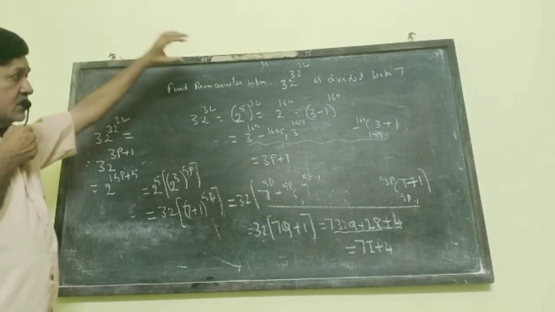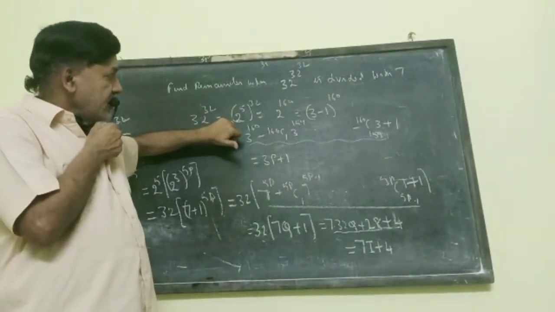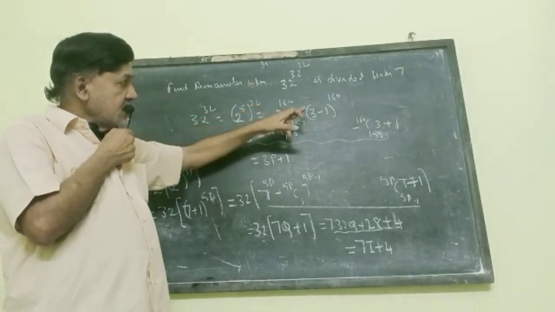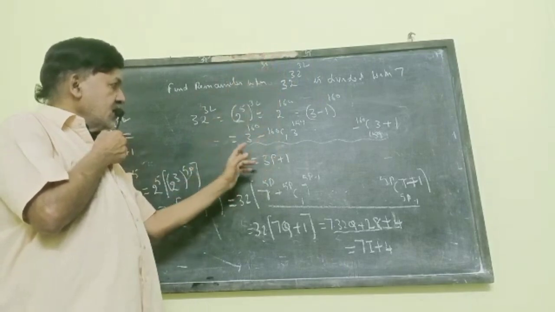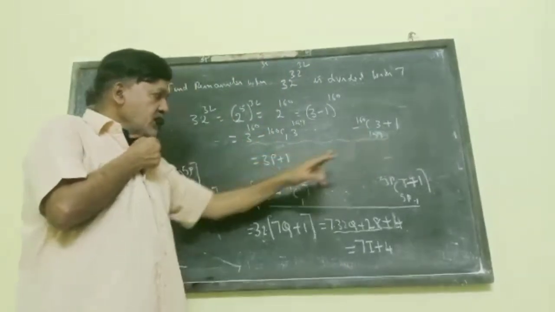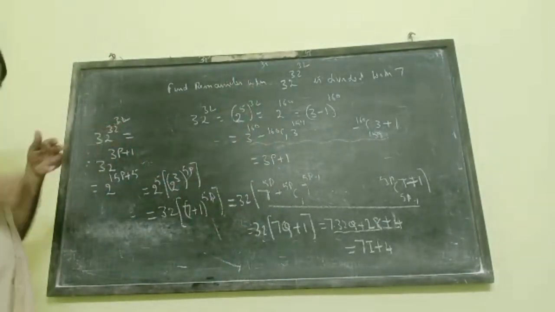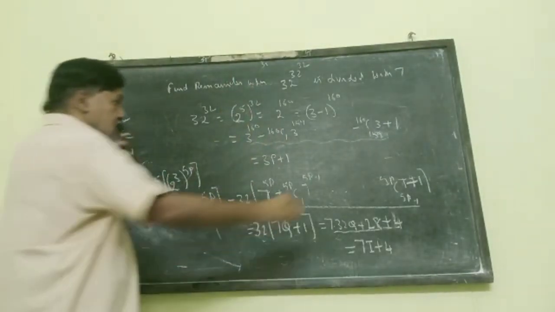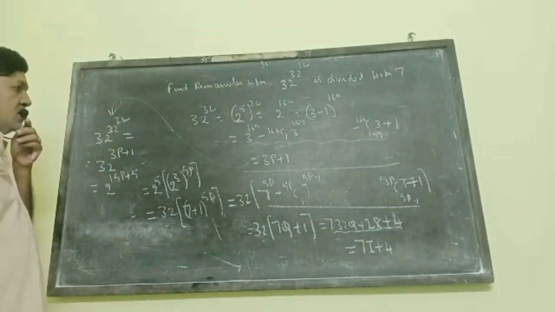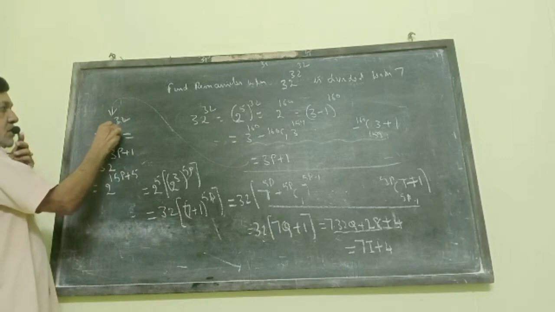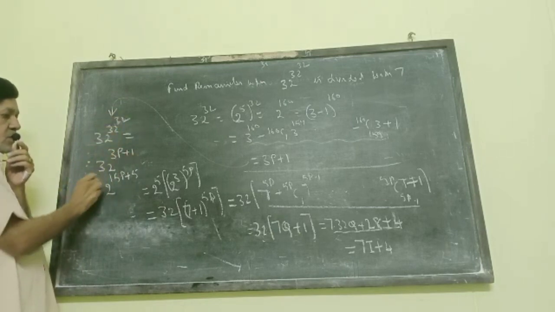So to find the remainder when 32 to the power of 32 to the power of 32 is divided by 7, first you concentrate on this. You write 32 as 2 power 5, 2 power 160, 3 minus 1 whole power 160, expand it. Then in all these terms 3 is common, so 3p plus 1 form. Then consider this. 32 to the power of 32 to the power of 32 means 32 to the power of 3p plus 1. 32 is 2 power 5.